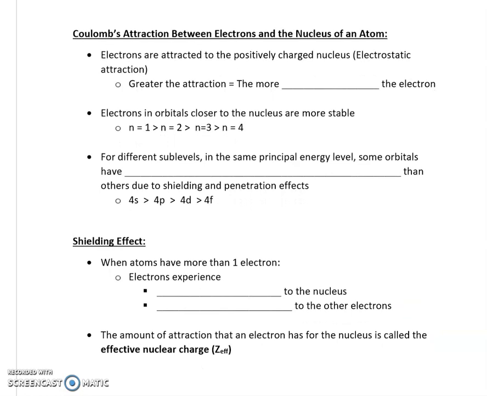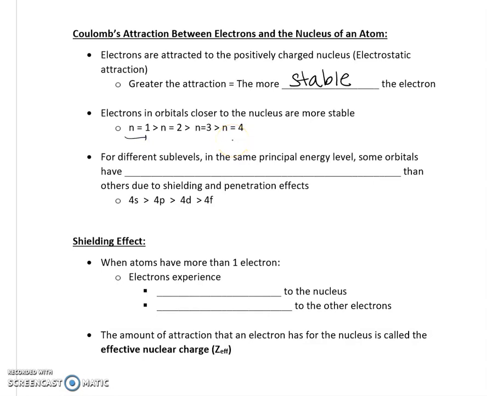So I was just talking about that. So the greater the attraction, the more stable the electron is. Okay. So again, electrons are attracted to the nucleus. It's positively charged, and hopefully you guys recall it's called an electrostatic attraction. Now, electrons in orbitals closer to the nucleus are more stable. So n = 1 would be more stable than an n = 4.